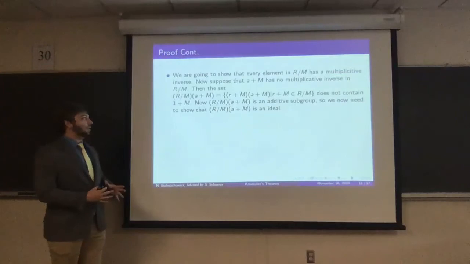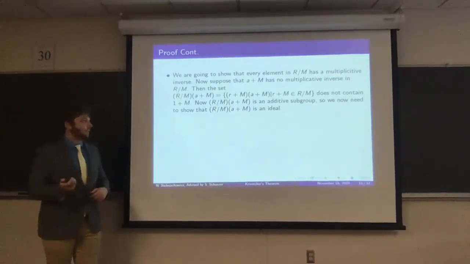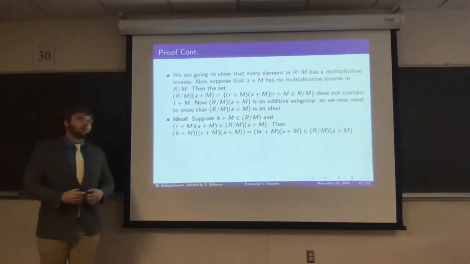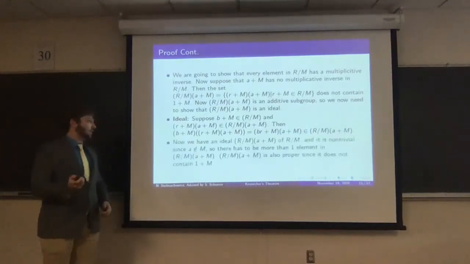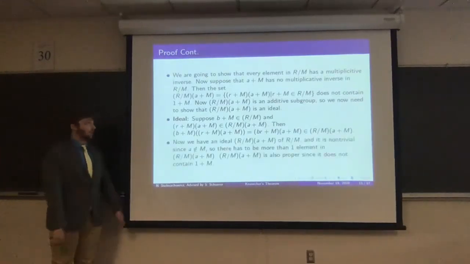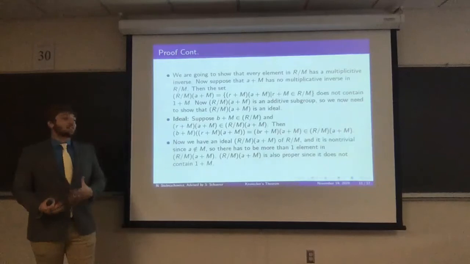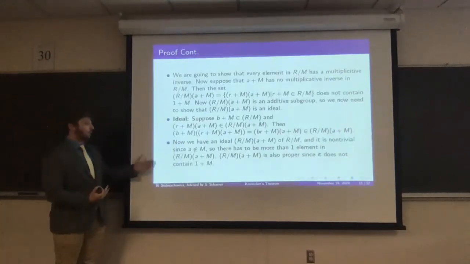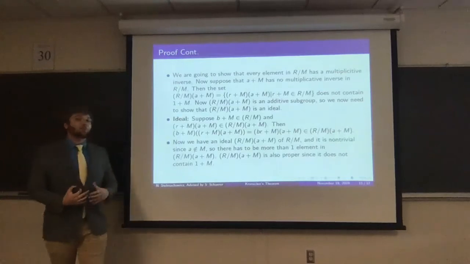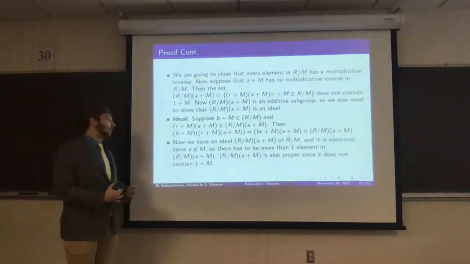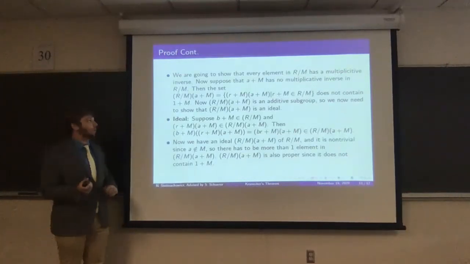Now, we need to show that R mod M times A plus M is an ideal, and I have the proof of the ideal right here. Now that we know that R mod M times A plus M is in fact an ideal, and also that we know it's non-trivial since A is not in M, there has to be more than one element in R mod M times A plus M. However, we know, like I said earlier, that it is a proper ideal in R mod M because it does not contain 1 plus M.